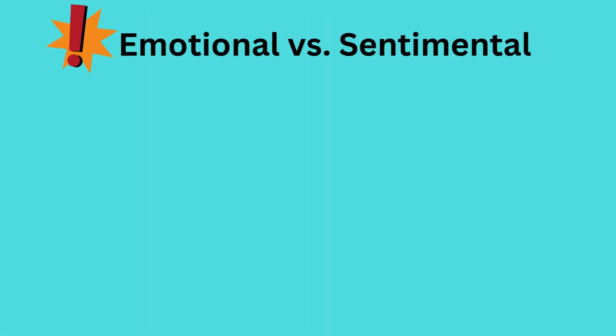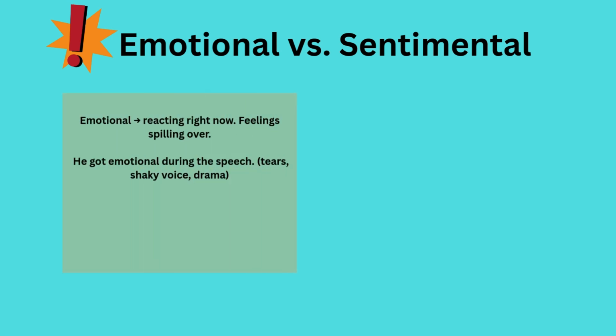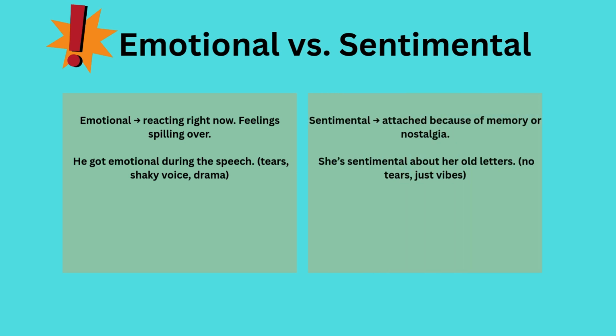The first pair of words often used as exact copies are emotional and sentimental. However, there is a slight difference in meaning. Emotional means reacting right now. Feelings spilling over. He got emotional during the speech. Tears, shaky voice, drama. While sentimental means attached, because of memory or nostalgia. She's sentimental about her old letters. No tears, just vibes.